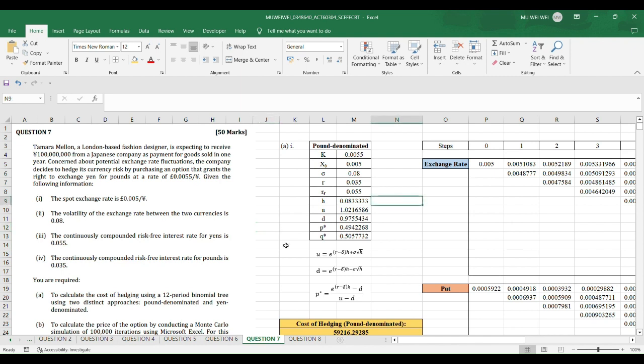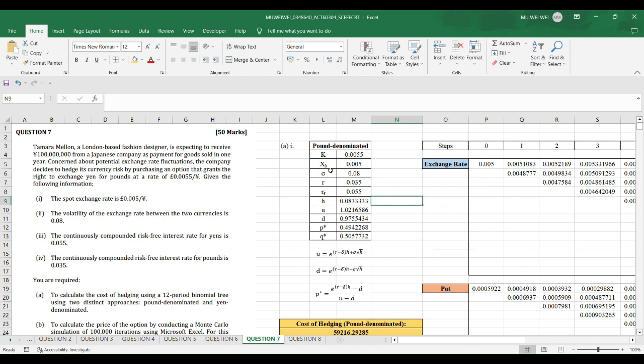Again, we start off by writing down the information given by the question. So the right to exchange yen for pounds at a rate of 0.0055 pounds per yen is K. K equals 0.0055. And the spot exchange rate is X0, so X0 equals 0.005. The volatility of the exchange rate is sigma, so sigma equals 0.08. The continuously compounded risk-free interest rate for yen is 0.055.